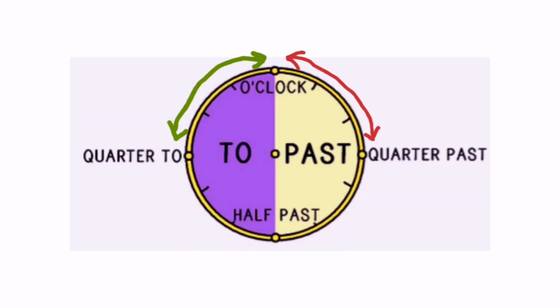Now let's see another thing here. As we have said, we have here past, and the other half of the clock is to. Now let's split the past into 2, and let's split the other half into 2. So what do we call it? We call it quarter. So quarter past and quarter to.